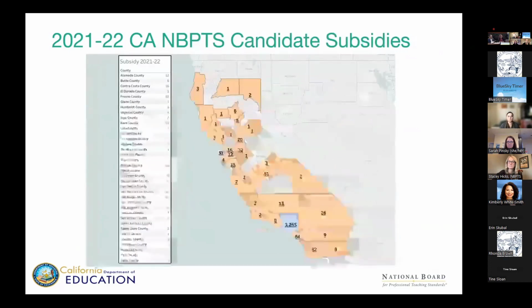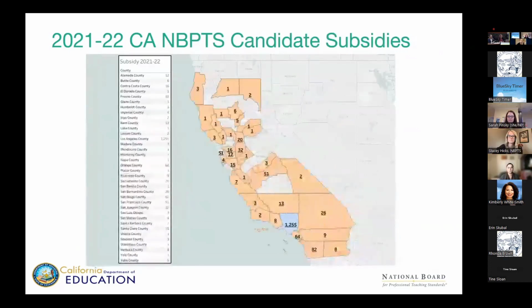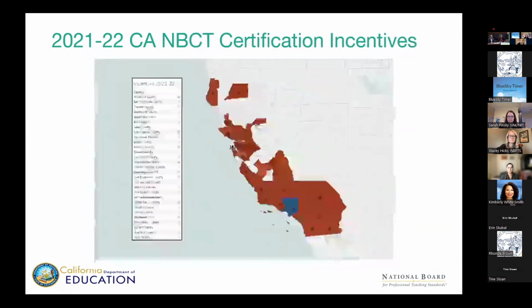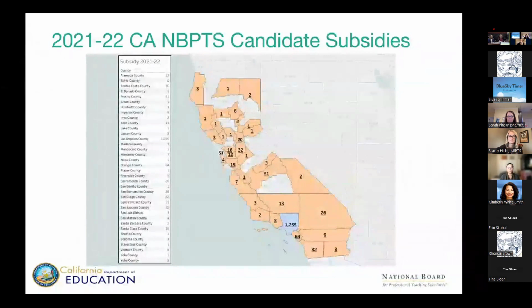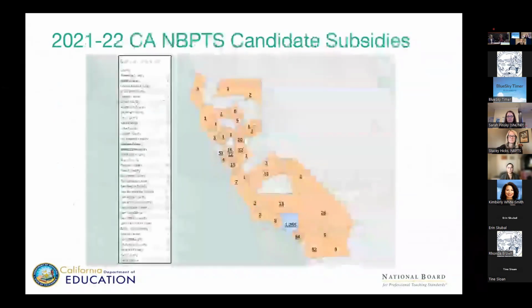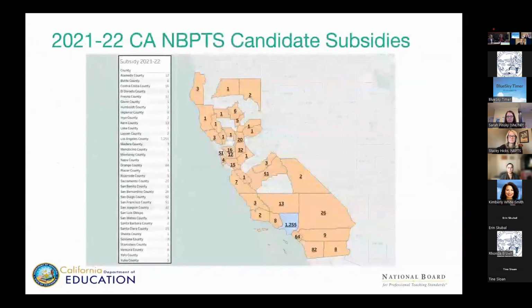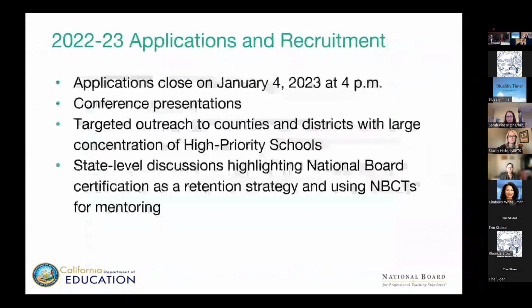Our next map is showing our candidate subsidy awards. And so we have the pink that goes into blue. So if you can kind of see where we're awarding incentives and then where we're applying for the subsidy, we are getting more counties with more teachers interested in awards. So, I should have mentioned, in the first year of the program, we awarded 1,712 incentive awards, and we awarded 1,423 subsidy awards.